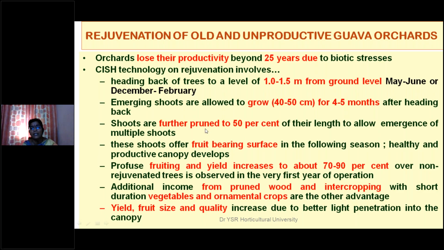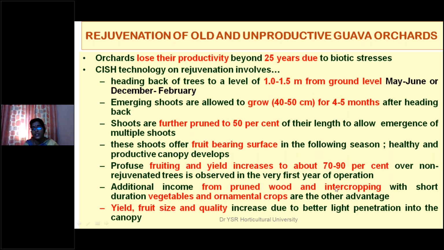So to rejuvenate, the technology is: first, we have to head back the trees to 1 to 1.5 meters height from ground level. This can be done in May or June, or in December and February, based on the water availability. After heading back the entire tree, you will get new shoots below the cut end, and this has to be allowed for 4 to 5 months. After that you have to follow the shoot pruning which is recommended in high density planting, that is removing 50% of the length, retaining 50% of the growth, and these shoots are allowed to bear the fruits. So you see there is a 70 to 90% increase in the yields in the rejuvenated orchards compared to non-rejuvenated orchards.